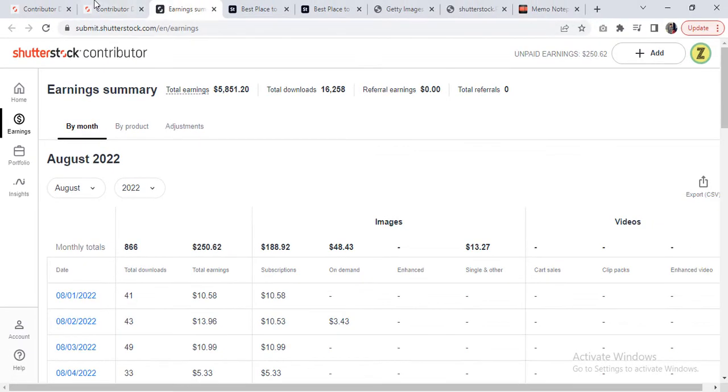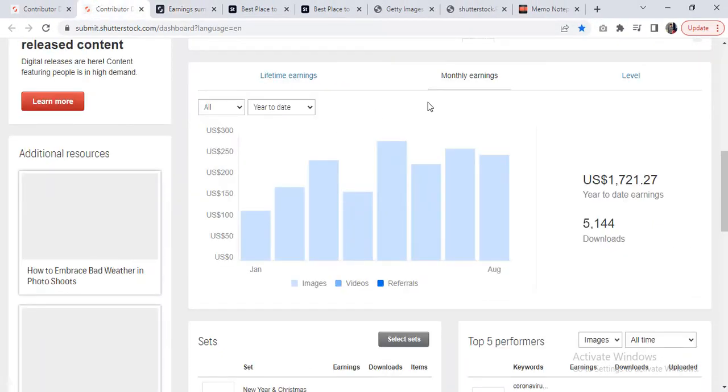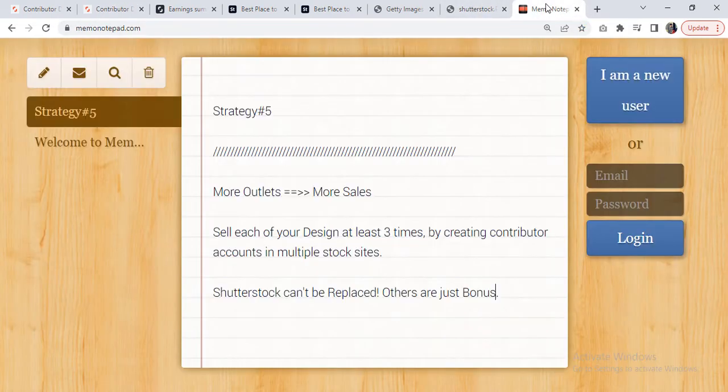So I guess that's it for the earning summary of this month, and here is the complete chart of this entire year, and I've been able to maintain the average of $200 up till now. Okay, so let's get to the strategy part.